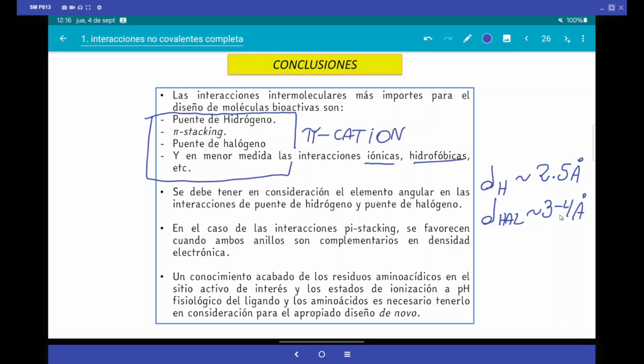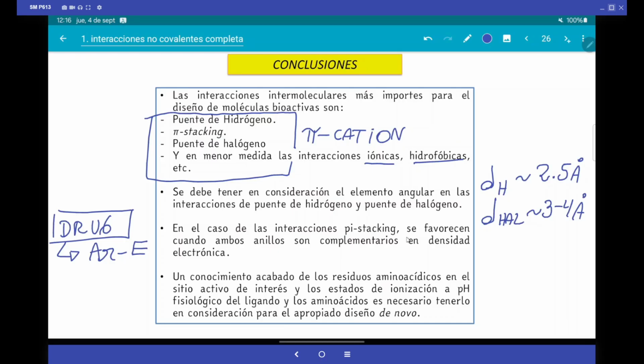If it is too close, what will happen? Steric repulsion. The repulsion prevails over the attraction. In the case of the pi-stacking interactions, when both rings are complementary in electronic density, that means this. Exact, if that is given, and usually in the drug, in general it is easier to have the aromatic ring as an electrophile.